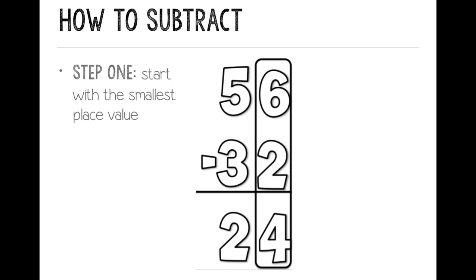If we had 56 minus 32, we look at our ones place, 6 minus 2, there's more on top, so no need to stop. So 6 minus 2 equals 4. Then we go to our tens place, 5 minus 3 equals 2.